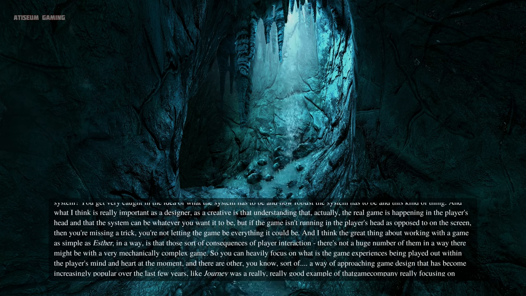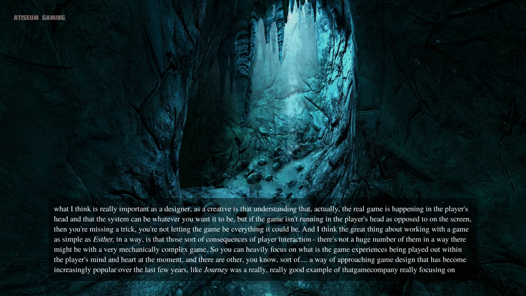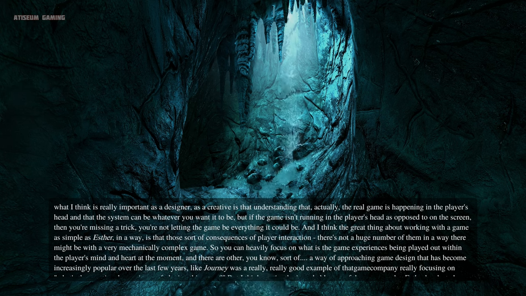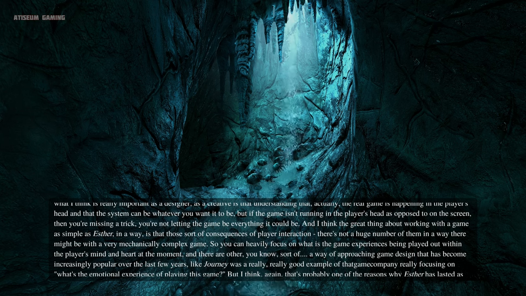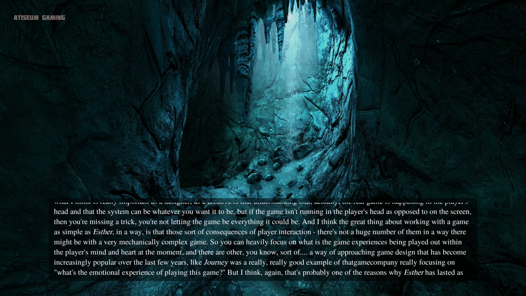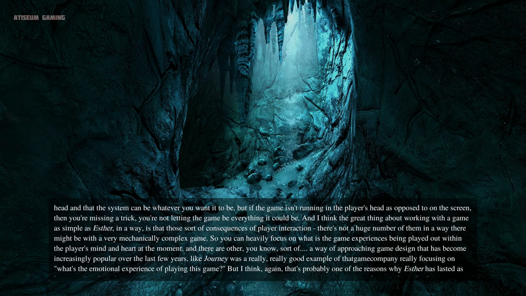And I think the great thing about working with a game as simple as Esther in a way is that those consequences of player interaction, there's not a huge number of them in the way that there might be with a very mechanically complex game. So you can really heavily focus on what is the game experience that's being played out within the player's mind and heart at the moment.